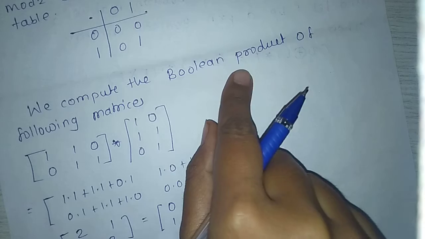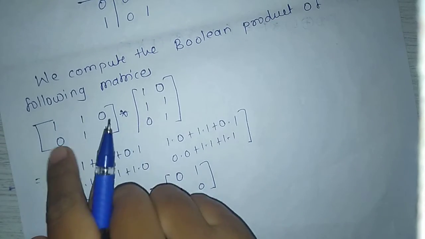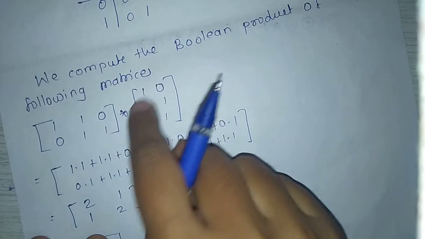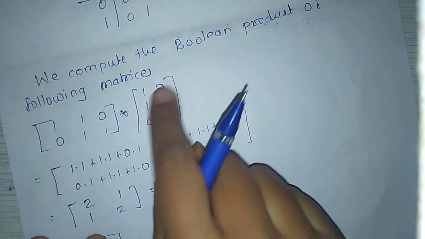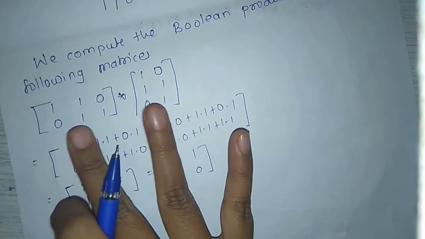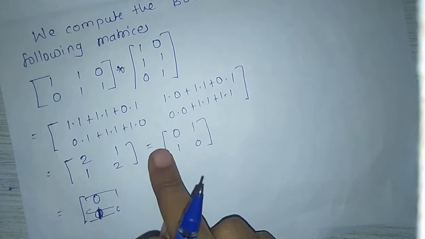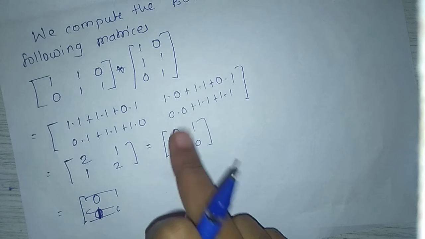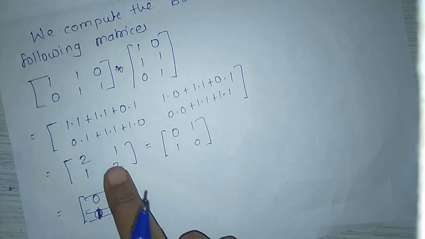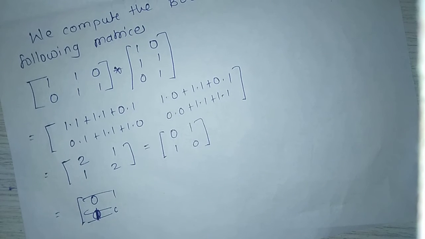Now we compute the Boolean product of the following matrices, star means multiplication. Multiply these two matrices, we get 2 1 1 2, which is equal to 0 1 1 0, since 2 is 0 under modulo 2.